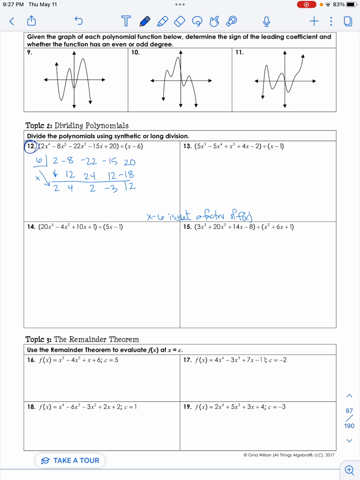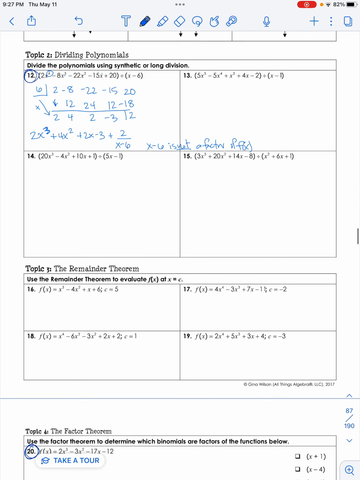So the quotient here, when we do division, is 2x cubed plus 4x squared plus 2x minus 3 plus 2 over x minus 6. That's adding my remainder. My exponents decrease by 1. Since I started with x to the 4th, my answer is going to end with a cubic as a cubic function.